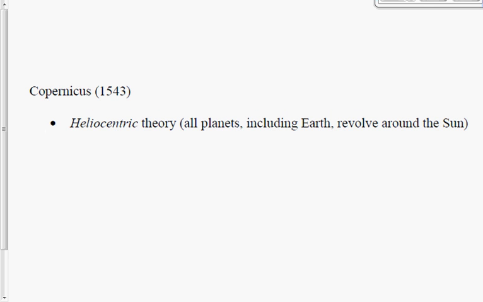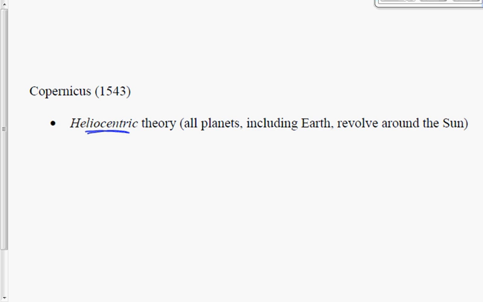Fast forward a couple thousand years to Copernicus. The heliocentric. Centric means centered. Helio means sun. The sun-centered theory. All the planets, including the Earth, and that's the important one, really, right? All the planets, including the Earth, revolve around the sun.